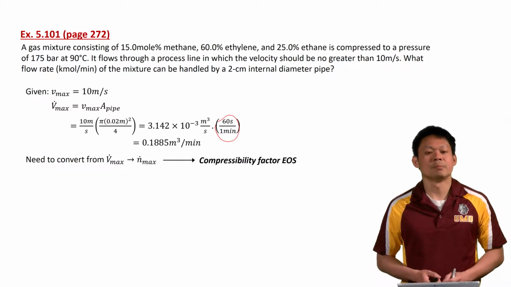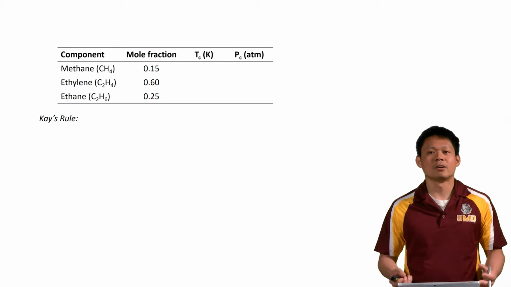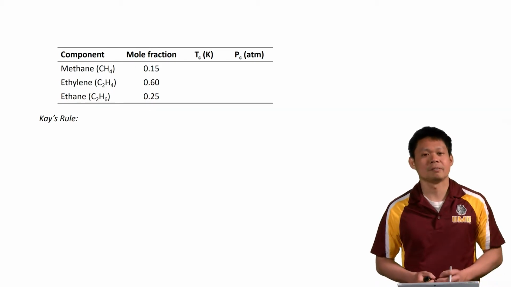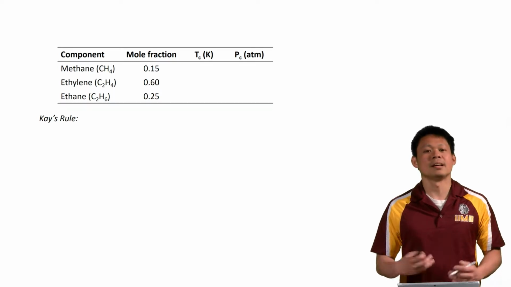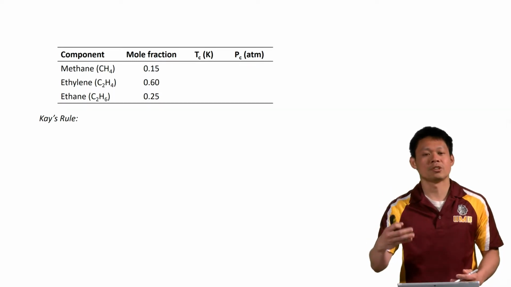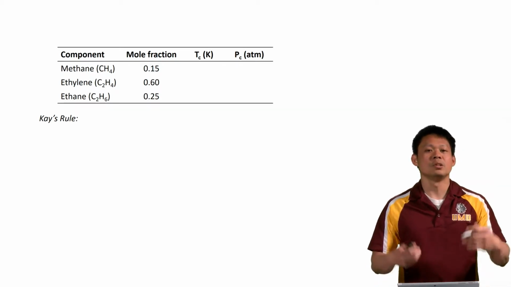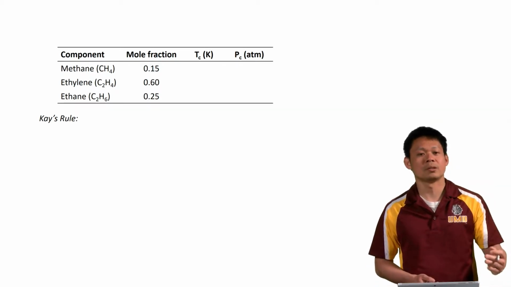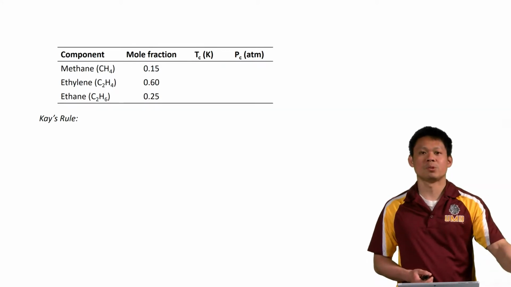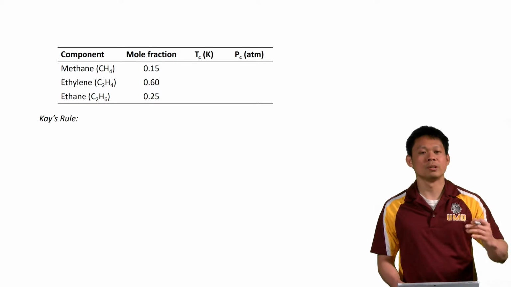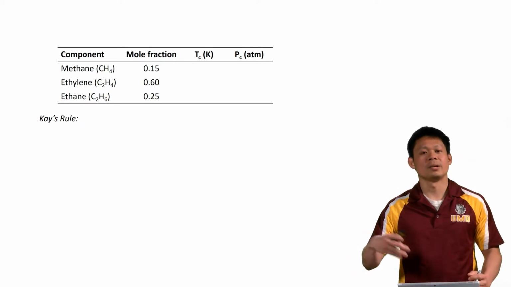So we need to convert between Vmax and Nmax. We need the compressibility factor equation of state. And to calculate our Z, our compressibility factor, we first need to use Kay's rule because now we have different components. That involves looking up the critical temperatures and pressures of our 3 components using table B1, and using Kay's rule to figure out the pseudo-critical temperature and pseudo-critical pressure. Using that, we know our operating temperature and pressure, so we calculate the pseudo-reduced temperature and pressure. From that, look up the Z value, and then we can go on from there.